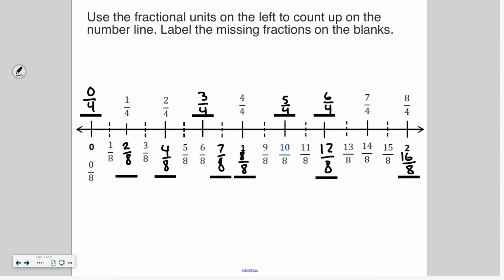Again, notice I'm just counting up the way I would normally count, except I'm representing eighths instead of whole numbers. I don't change my denominator. All of these are fourths, and all of these on the bottom are eighths. Again, notice I have my fourths as regular lines, but my eighths are represented using dotted lines because they're half of a fourth, right? 1/8 is half of 1/4. So I split in the middle.